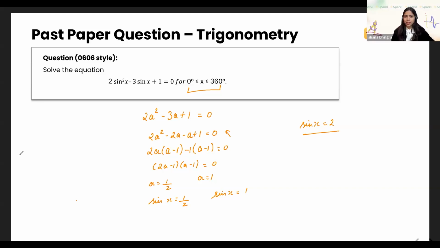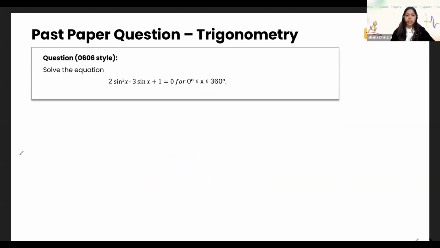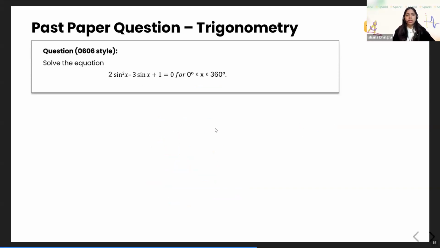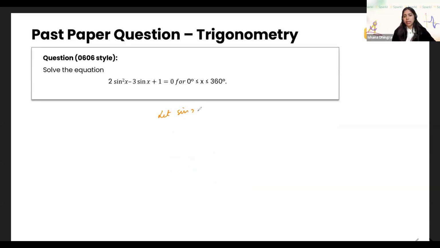Okay, I hope this is clear how to attempt this kind of question. So the first step should be let sin x equals a, and then you will do the rest of the part. You have to write this: let sin x equals a. Otherwise, what is a? I don't know as an examiner.